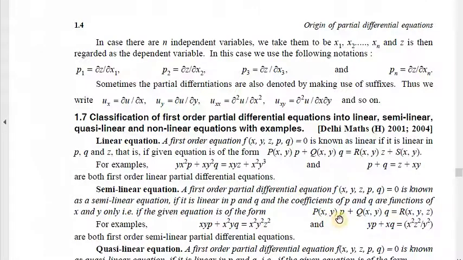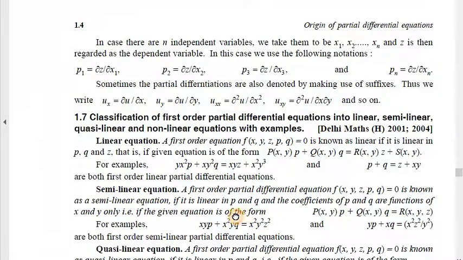This P(x,y) means the coefficient of p should be a function of x and y, the coefficient of q should be a function of x and y, but in the other term there may be x, y, z. So you can have a power of z more than 1, and that will be semi-linear. So this is a semi-linear differential equation. You see the coefficient of p is xy, the coefficient of q is x square y. So this part is linear, but here it is z square. Therefore this is not linear. This is semi-linear.